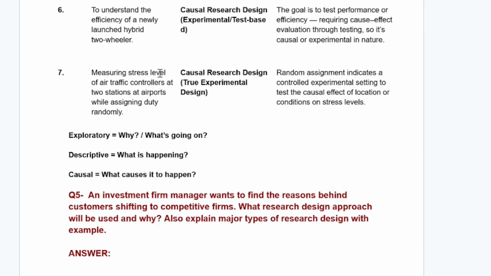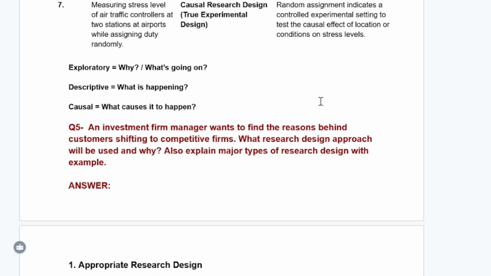Seventh point is measuring stress level of air traffic controllers at two stations at an airport while assigning duty randomly. Again, here's a relationship type of question. So causal research design or experimental design. So random assignment indicates a controlled experimental setting to test the cause effect of location or condition on stress level. So again, in short, you have to remember exploratory design is why and what's going on. Descriptive is about what is happening and causal is what caused it to happen.